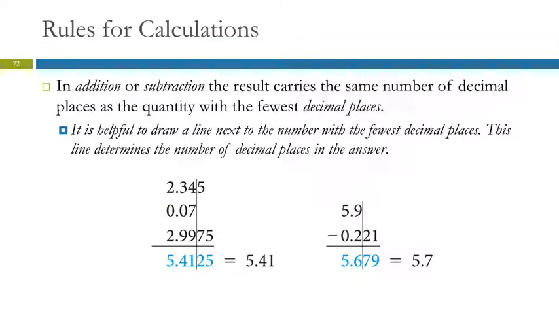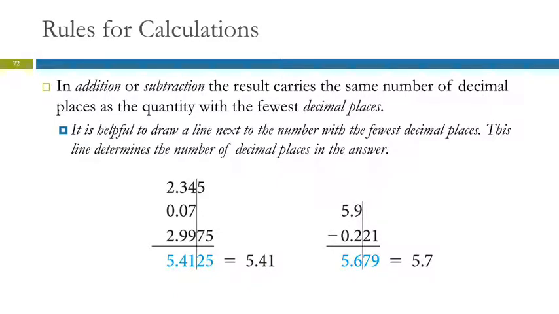So adding these numbers together, this is what the calculator says. The rule says fewest number of decimal places. So this number has 3 decimal places. This has 2 decimal places, and this one has 4 decimal places. Right? So the smallest one is 2 decimal places. We round the answer to 2 decimal places, 5.41.